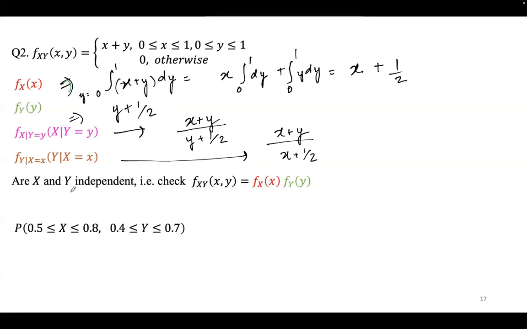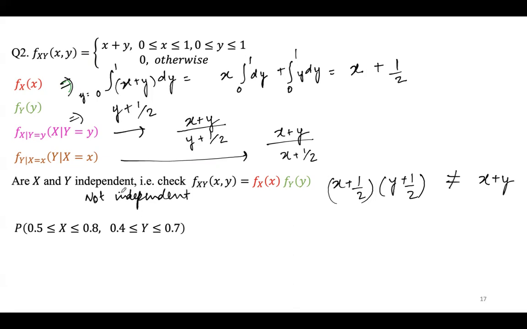Now, if you want to check if x and y are independent, you can just compare their marginal probabilities and see if you multiply these marginal probabilities, do you get the original back? So if you multiply x plus half and y plus half, do you get x plus y? No, you don't get x plus y back. So x plus half into y plus half is not equal to x plus y. So we'll say they are not independent.